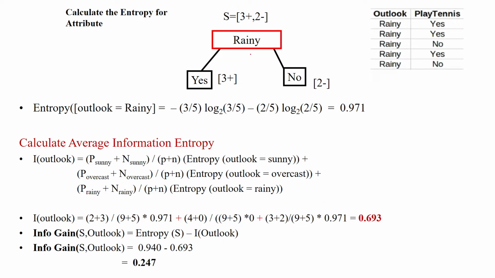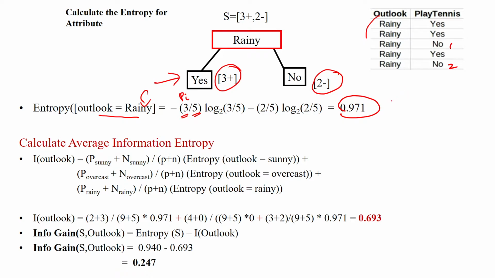Then one more value for outlook is rainy, which again has 5 samples, 2 negative samples and 3 positive samples, as mentioned here. When outlook equals rainy, the entropy is computed again with the positive samples for the value rainy, 3 samples, divided by pi plus qi. The value here is rainy, right? When you substitute the values, you will get 0.971.